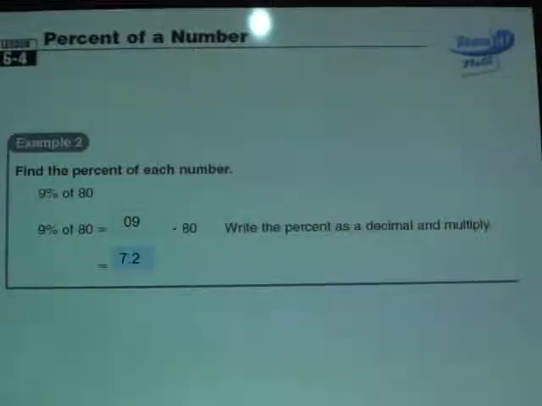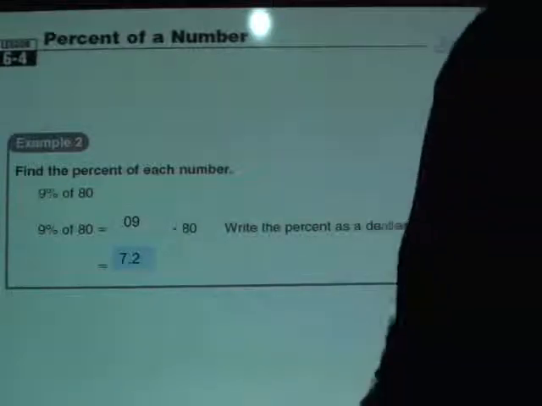Now, all of a sudden, in number 2, they decide to teach us the way I've just shown you the first example. So let's go ahead and keep on doing exactly what we've been doing here. They're asking me to find 9% of 80. Well, again, with of meaning multiply, that means I'm multiplying together 9% and 80. So I'm going to take 9% and convert it to a decimal.